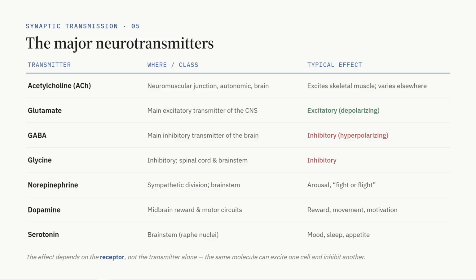But here's the point I really want you to leave with. A neurotransmitter is not inherently excitatory or inhibitory. The effect depends on the receptor it binds. Acetylcholine excites skeletal muscle, but it slows the heart. Same molecule, opposite results. So always ask not just which transmitter, but which receptor.